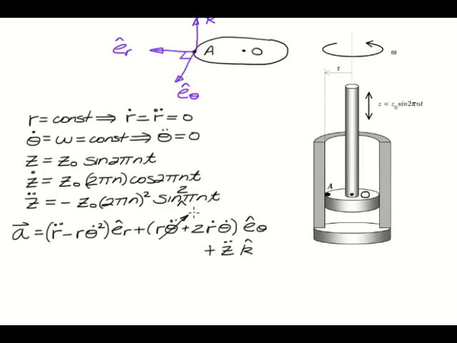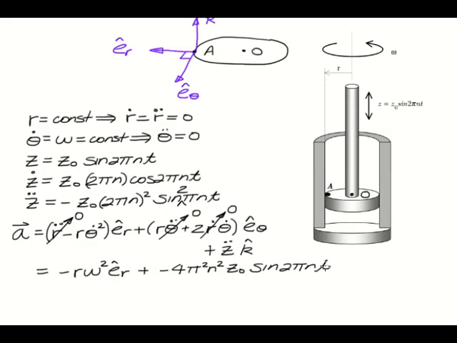We were given that theta dot, which is omega, is a constant. We were given that r, the radius of this disk, is a constant, so r dot is 0 for all times, therefore r double dot is 0. So A has a component here, minus R omega squared ER, plus the z double dot, which is going to be minus 4 pi squared n squared z naught sine of 2 pi n t, and that's our component in the direction of z.